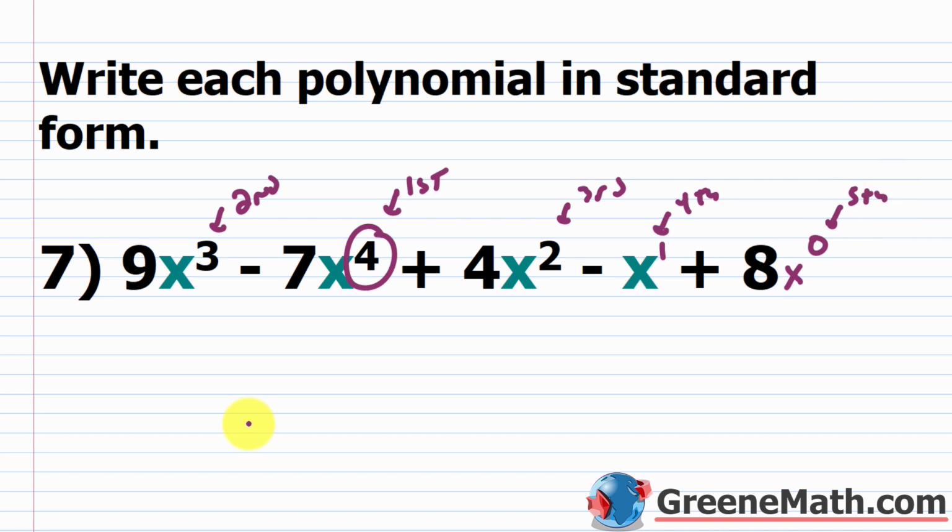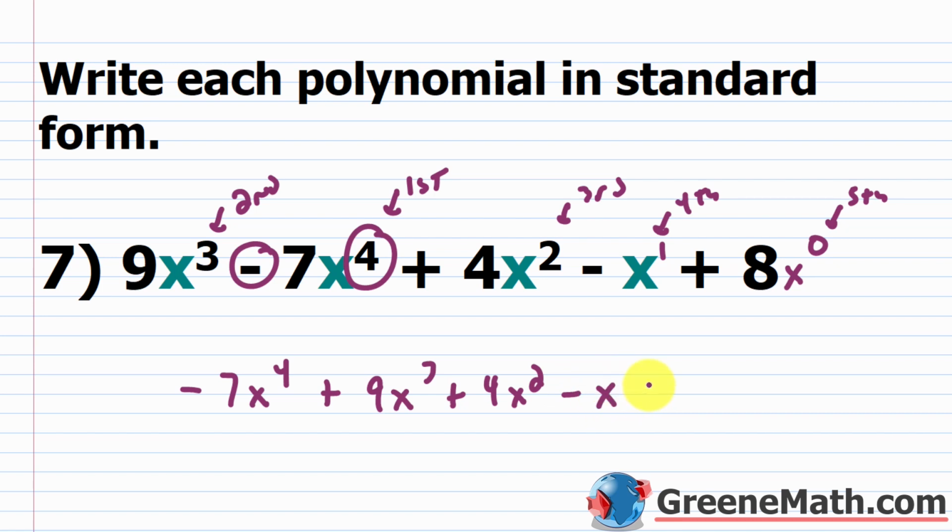So if I wanted to rewrite this, let's just go ahead and say in standard form, you would have your negative 7x to the fourth power. Don't forget to bring that negative with you, okay? And then basically I would have plus my 9x cubed. And then plus, I'd have my 4x squared, and then minus, I'd have my x, and then plus, I'd have my 8. Okay, you don't need to write the x to the power of 0. That was just for emphasis there, okay? So this would be your standard form.